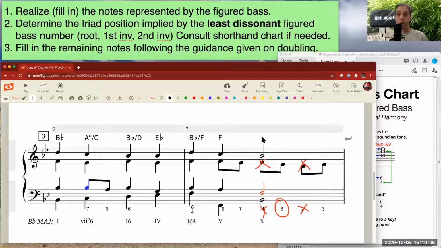Then again, ignoring the 4 and the 2, I determine that this chord is a B flat major, and it would get Roman numeral 1.